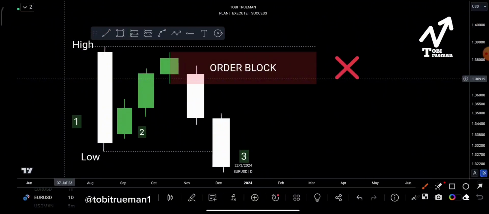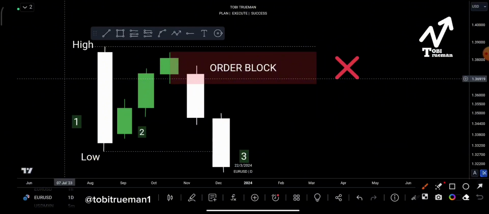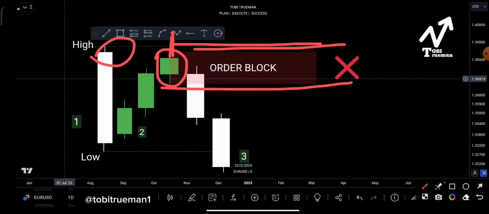We want the high point or low point of candlestick 1 to be taken before price will then use candlestick 3 to take out the low point of candlestick 1. In the first scenario, candlestick 2 should have taken out candlestick 1 low point, or if candlestick 2 did not do it, the last pullback candlestick should have used the wick to take out candlestick 1 pullback. This would have made this candlestick order block valid.